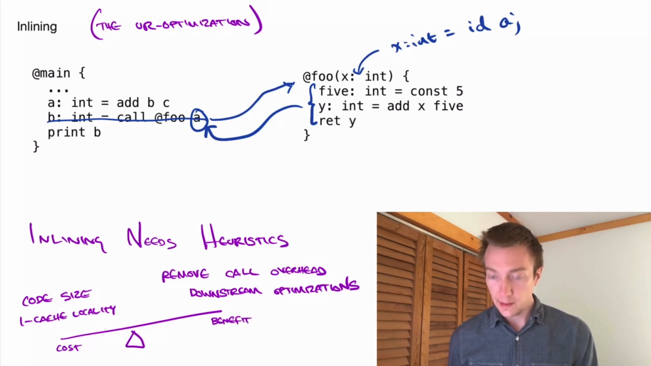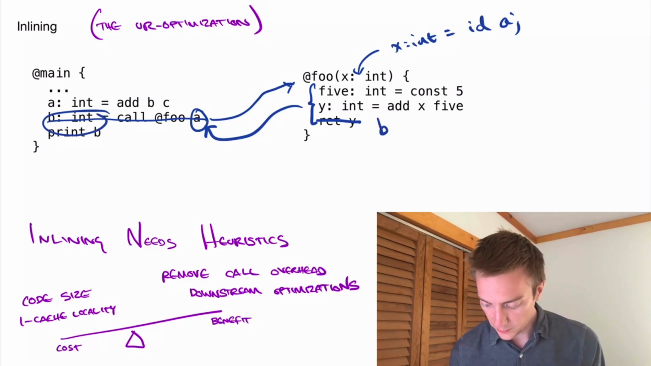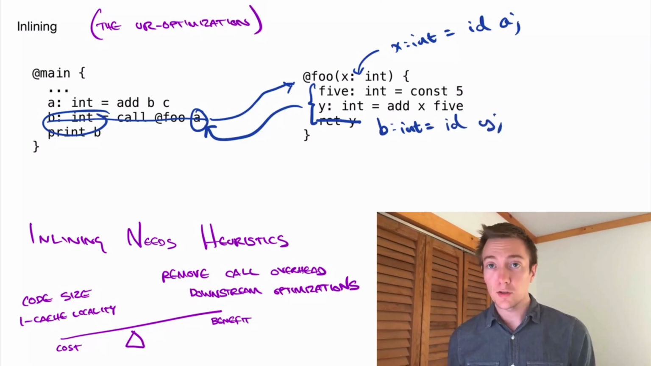Then I need to deal with the return value. I, of course, don't want to return from this function here. Instead, I need to assign into the same thing that came from the function call. So I'll say b: int equals id of y. And then I've sort of simulated the effect of returning the value y and then putting that in the variable b in the main function.